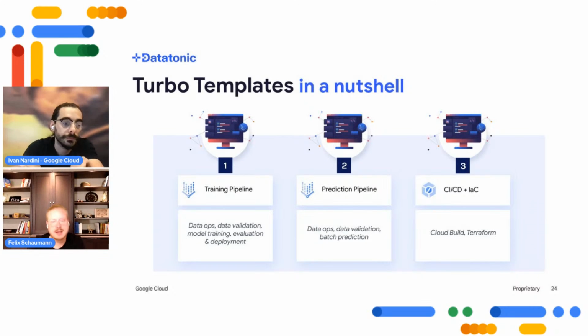Then secondly, there's also a prediction pipeline, which you can actually use to generate predictions for your customers. And this will largely use the batch prediction service in Vertex AI to ensure scale for your data. And then lastly, as I said before, we have CI/CD and infrastructure as code artifacts in there, which help you get started fast by using Cloud Build for automation and Terraform for defining the infrastructure which you need in your cloud environment. So let's go through all of these three things step by step.